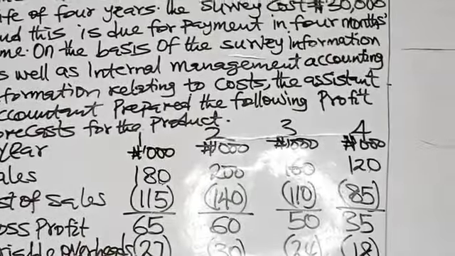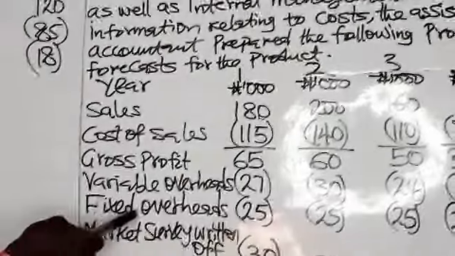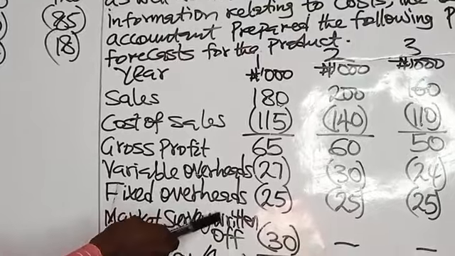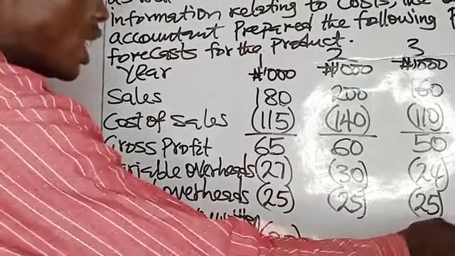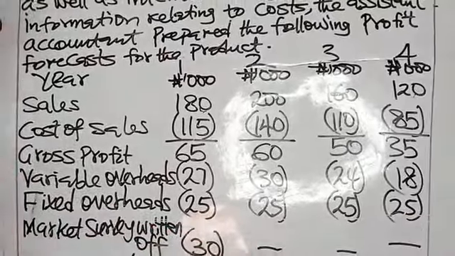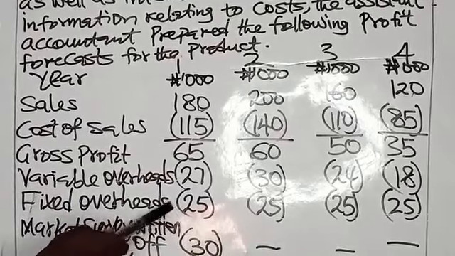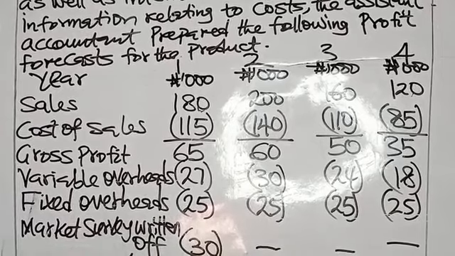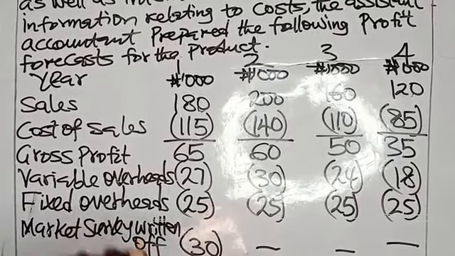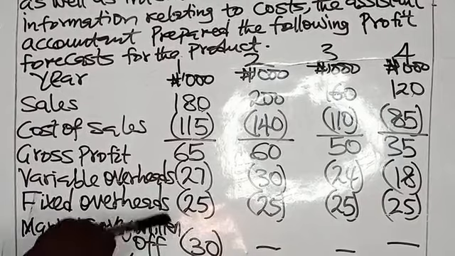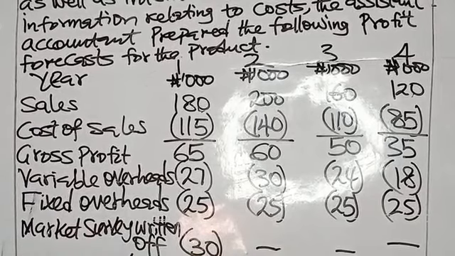Back to the question. We have fixed overheads, 25 for each of the years, Year 1 to 4. Then we have market survey written off. Remember, I told you fixed overheads, I said it's not relevant. The only ones that will be relevant are avoidable, specific or incremental fixed overheads.